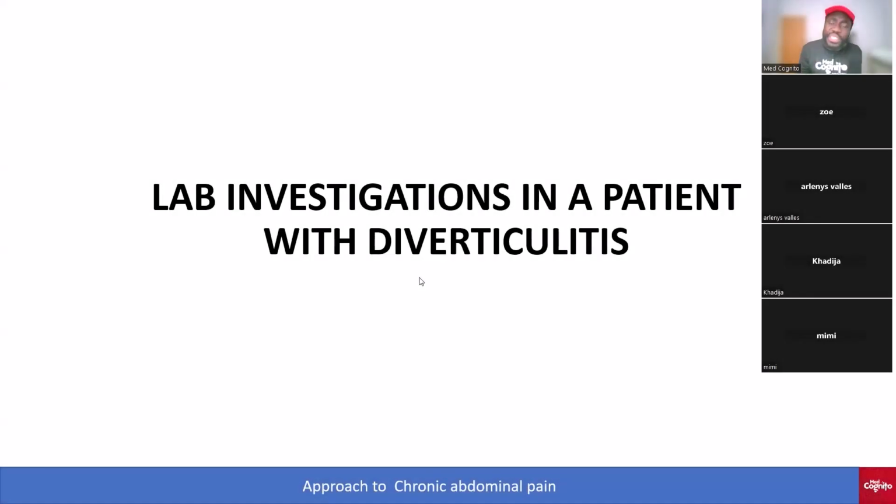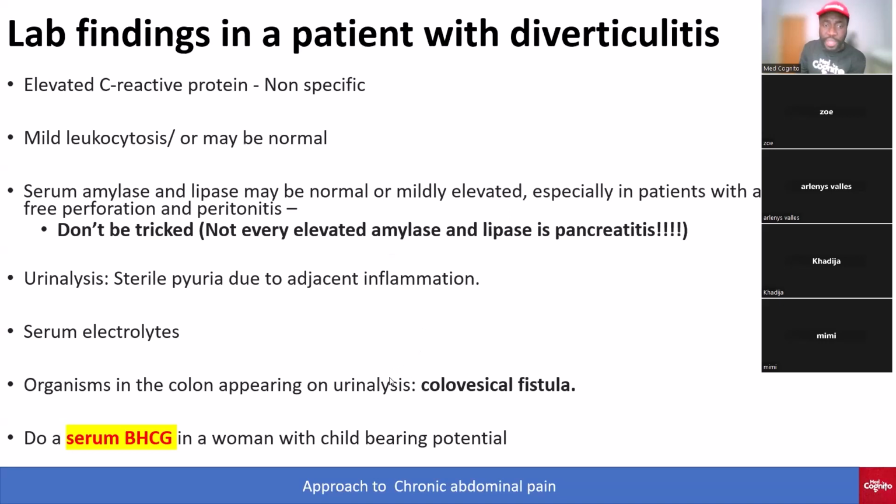So if you have a patient with diverticulitis, what investigations will you request for? Number one, there will be elevation in the C-reactive protein. But remember that C-reactive protein elevation is not specific. So the investigations you need to request, C-reactive protein should be part.